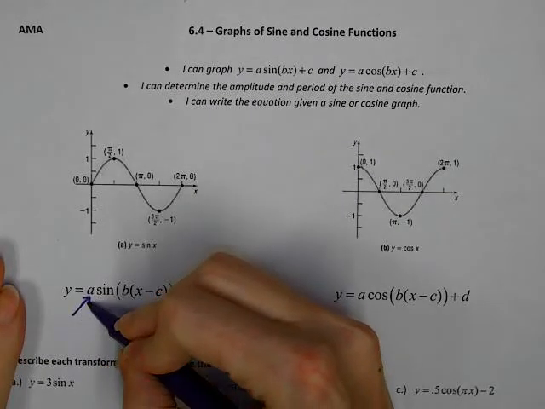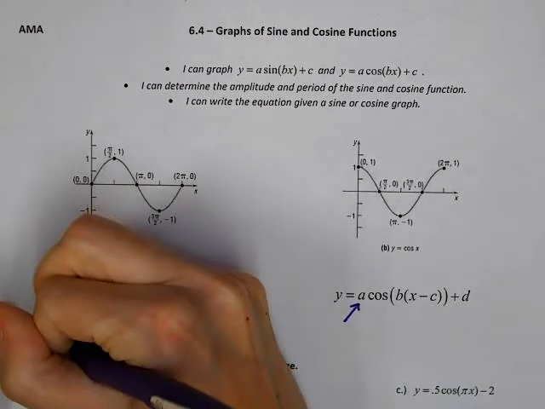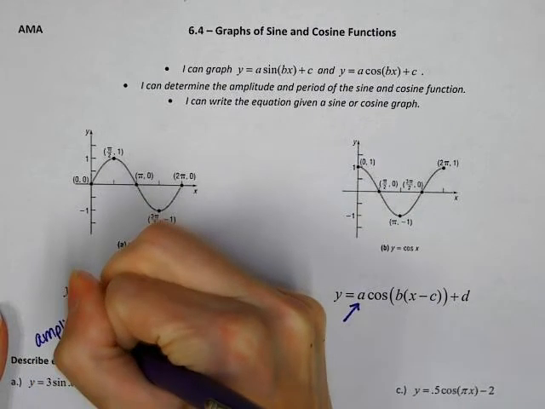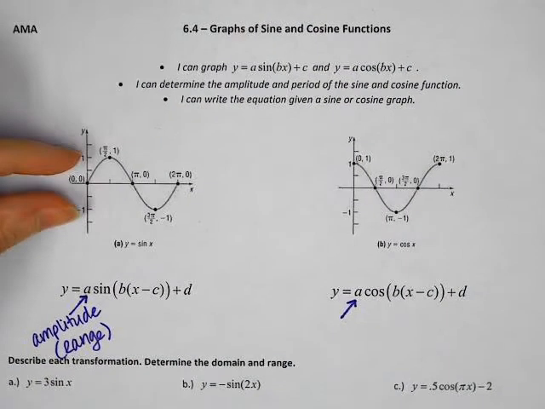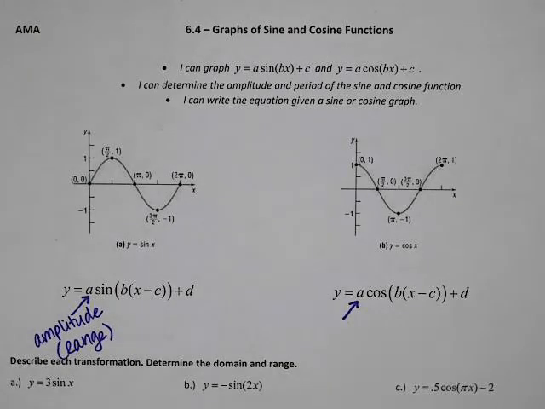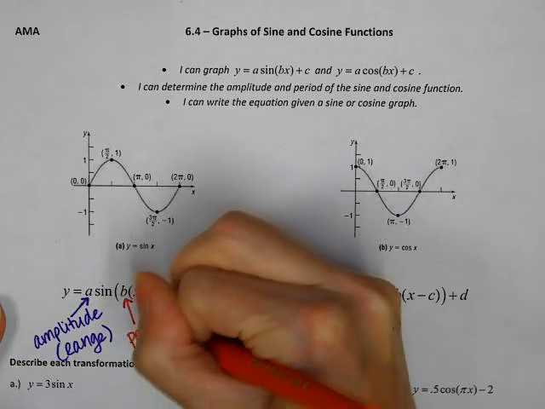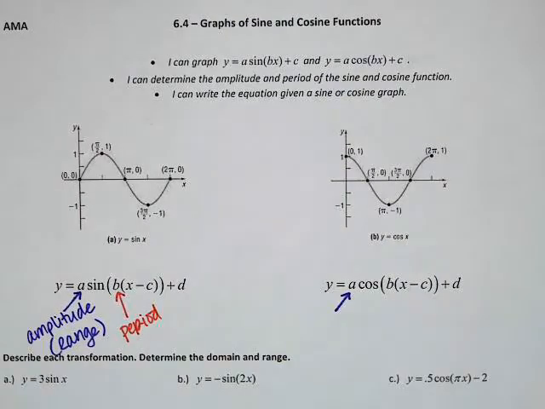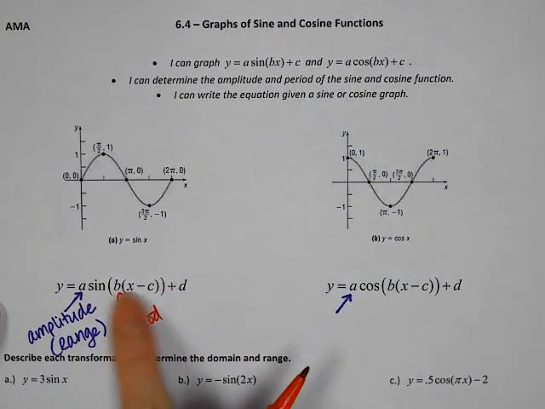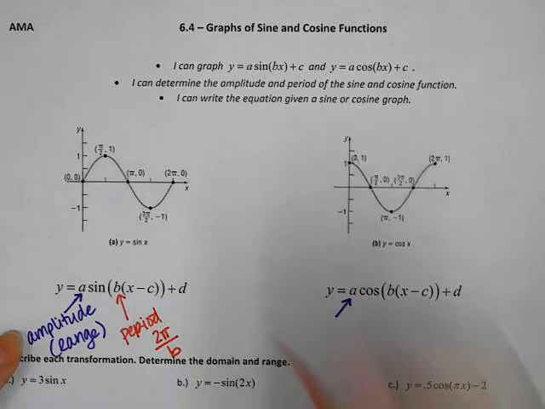So this number out front, and this goes for both, this A is called the amplitude. And it will help you find the range. That tells you how high and low it goes. Okay, and then this B affects the period. That's how long it takes to do a full cycle. Now usually it's 2 pi, but if there's a number in front of the x, the new period is going to be 2 pi divided by that b.